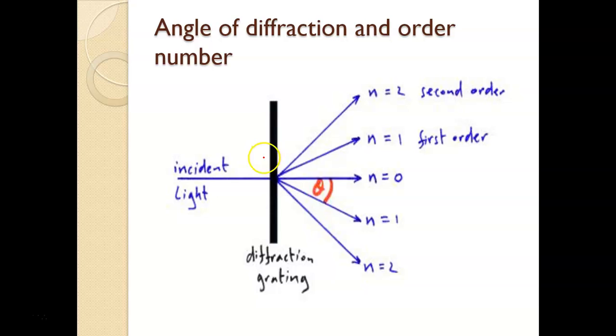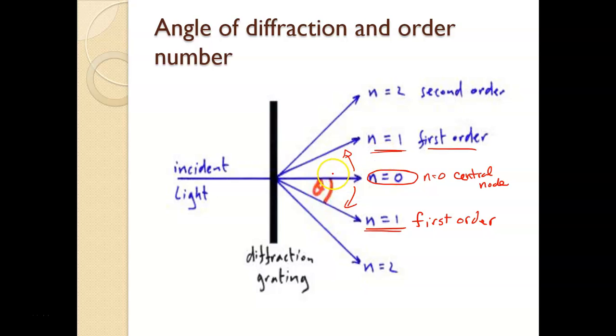So what do we mean by order? Well, if we're talking about this very center one from the light coming in, we call this n equal to 0, right? There's no angle. The first bright spot we see on either side, coming from what we call the central node, is the first order. And no, not like Star Wars, it's n equal to 1. The second bright spot we see is the second order, or n equal to 2, and so on and so forth.